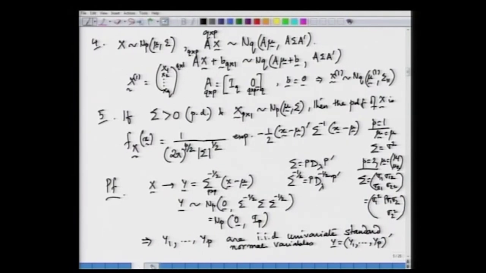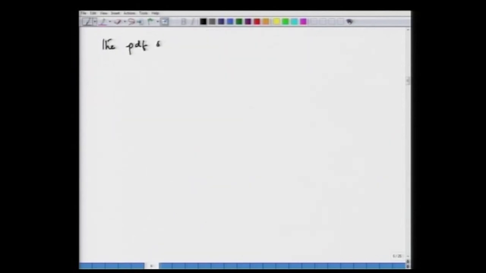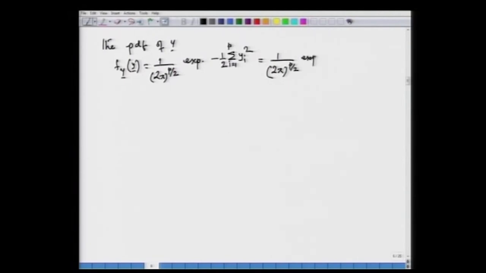Hence, we are going to write the PDF of y vector, which is nothing but just the product of p univariate standard normal distributions, which I can simply write as 1 by 2 pi to the power p by 2, and the exponent part is nothing but minus half summation y i square, i from 1 to p. Well, I can write this in the matrix notation. This is 1 by 2 pi to the power p by 2, and exponent part is minus half y transpose y. Note that we have used a transformation. So, we have to talk about the Jacobian of the transformation before we get back to the PDF of the original variable, that is x.